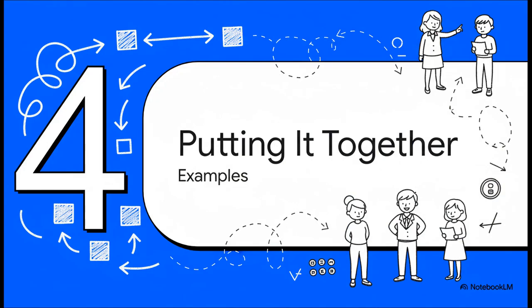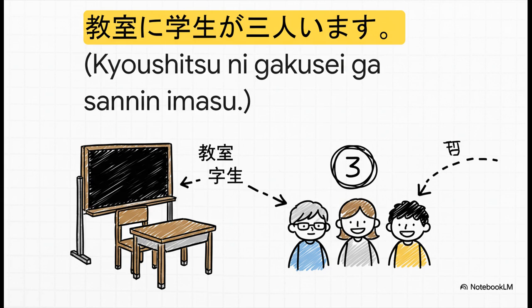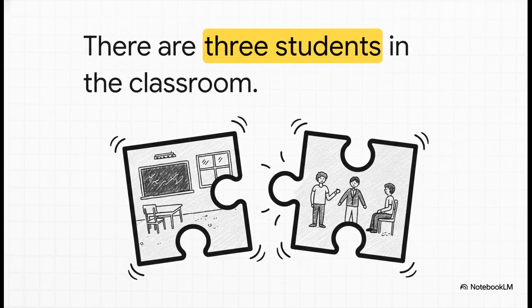All right, enough theory. Let's see this blueprint in action. It's time to look at some real, practical examples that combine our sentence structure with the counters we've learned. Let's start with a nice, standard example. 教室に学生が3人います. Let's break it down using our blueprint. 教室 is the classroom. That's our place. 学生 means students. Those are the people we're counting. And there it is, our counter, 3人, for 3 people. And the translation is exactly what you'd expect. There are 3 students in the classroom. See? It all just clicks into place perfectly.